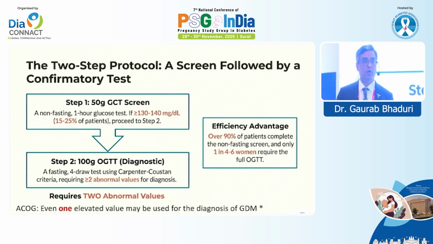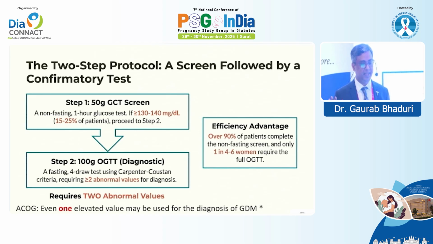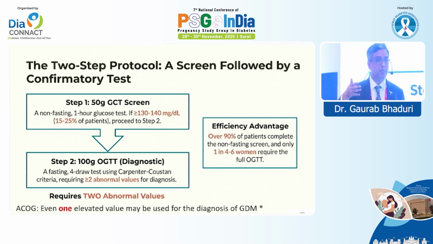The two-step protocol is first a screen followed by a confirmatory test. In step 1, we do a 50-gram oral glucose challenge that works as a screen, and it is non-fasting, so you can test it at any point of the day. It's a 1-hour glucose test, and if the value is greater than or equal to 130 to 140, about 15 to 25% will go on to the next step. Patients then do a 100-gram oral glucose tolerance test. Here, it needs to be done in a fasting condition, and you draw 4 samples and use the Carpenter-Coustan criteria, and if there are two or more abnormal values, you arrive at your diagnosis. The good part is that over 90% of patients actually complete the non-fasting screen, and only 1 in 4 to 6 women will require the full testing.